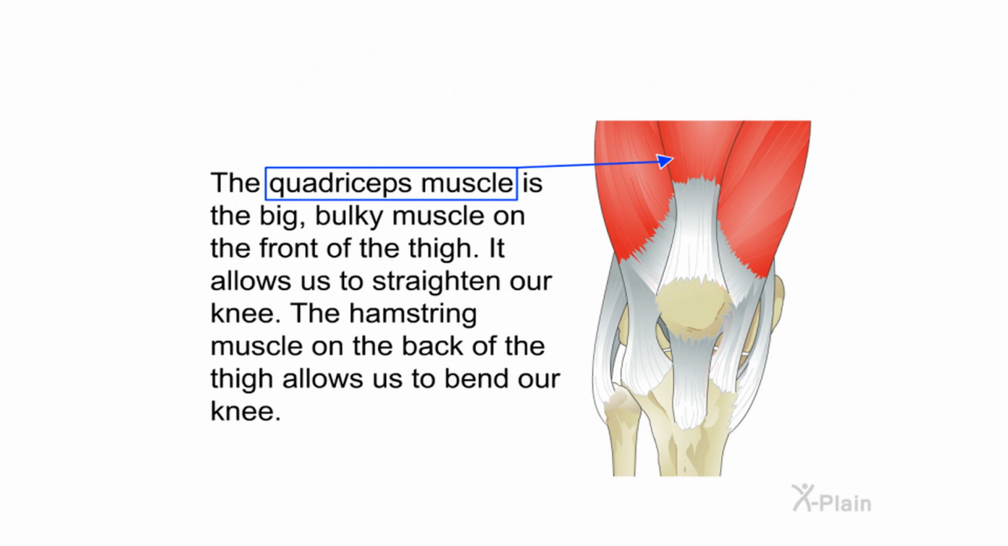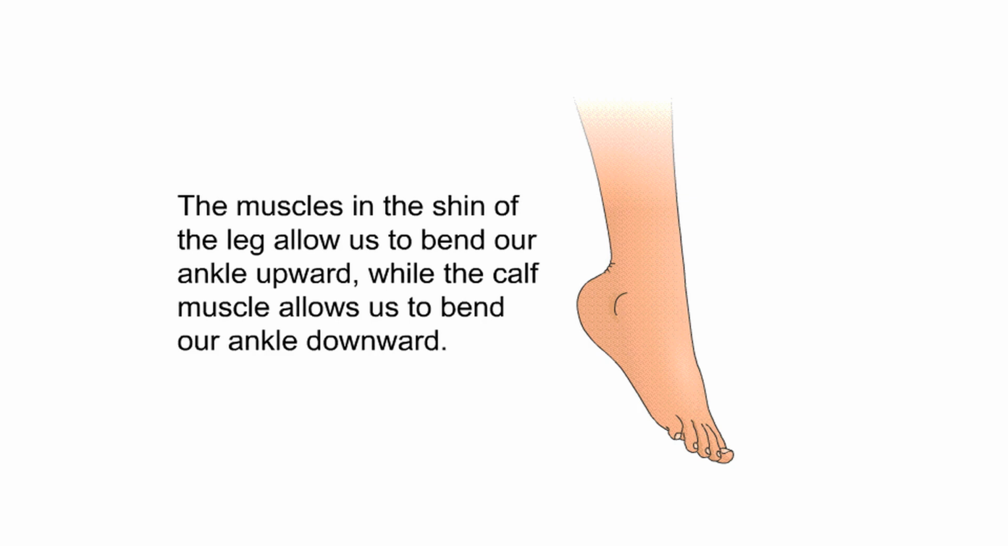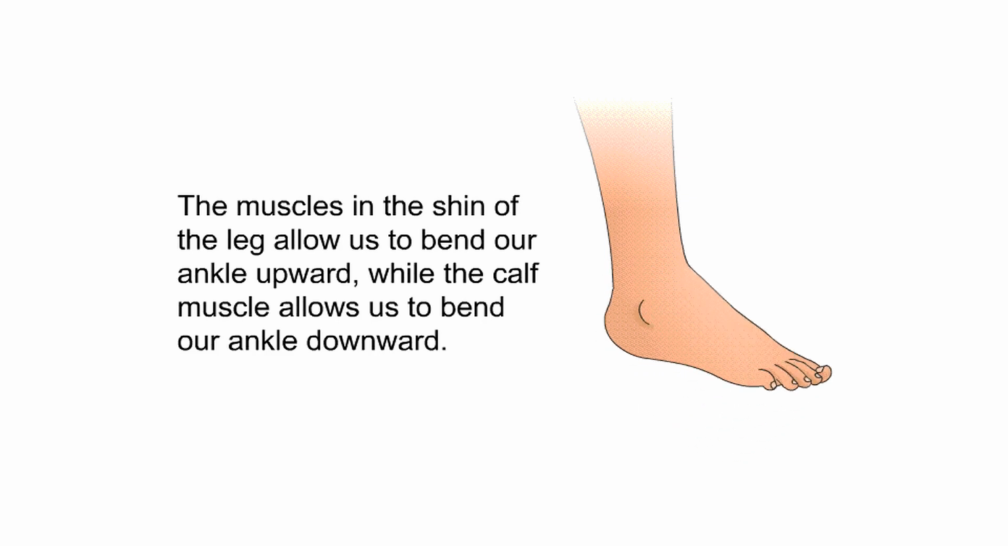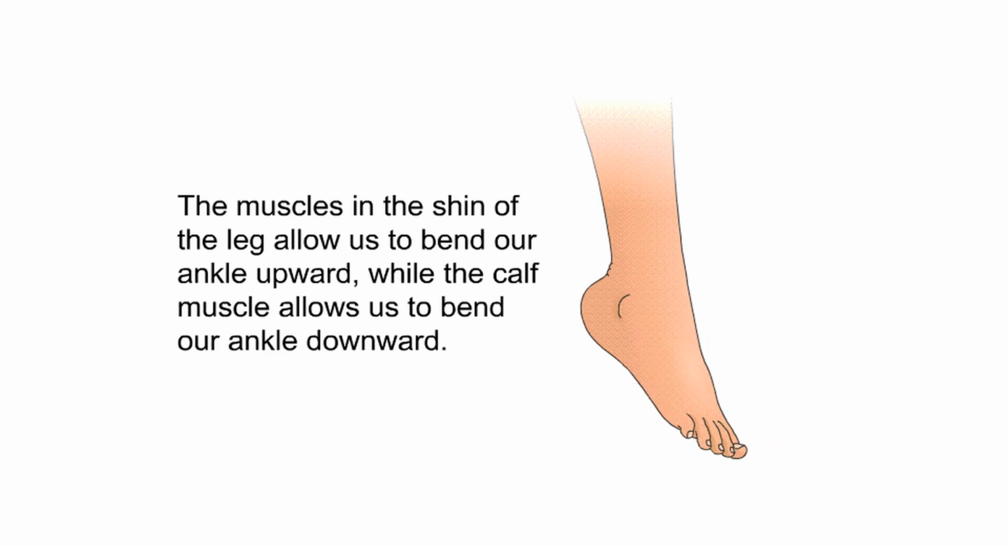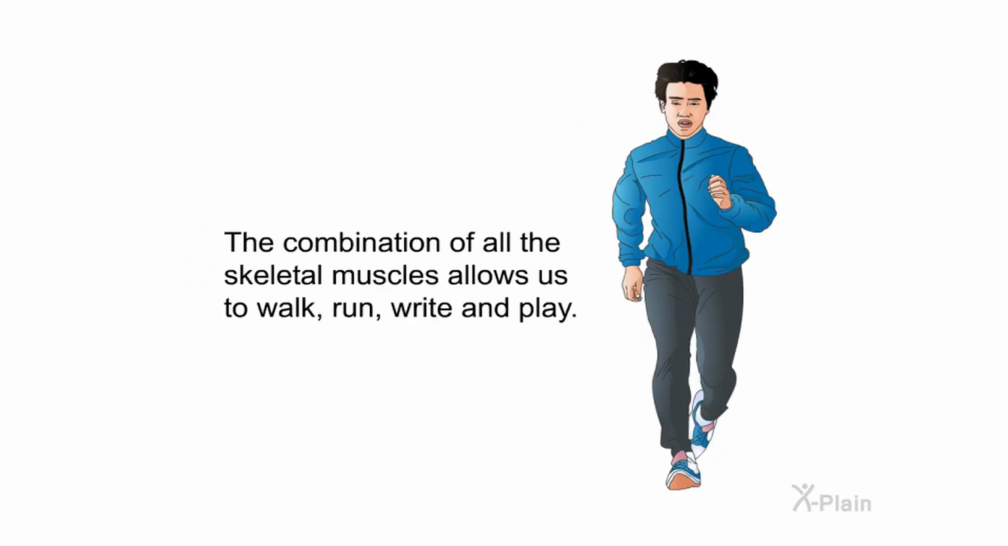The quadriceps muscle is the big bulky muscle on the front of the thigh. It allows us to straighten our knee. The hamstring muscle on the back of the thigh allows us to bend our knee. The muscles in the shin of the leg allow us to bend our ankle upward, while the calf muscle allows us to bend our ankle downward. The combination of all the skeletal muscles allows us to walk, run, write, and play.